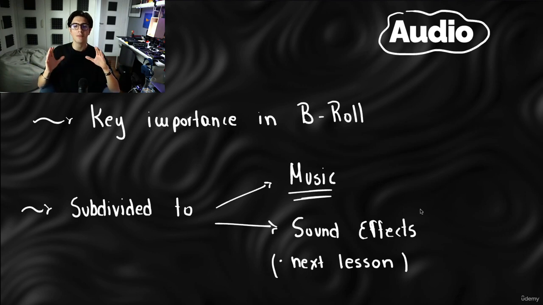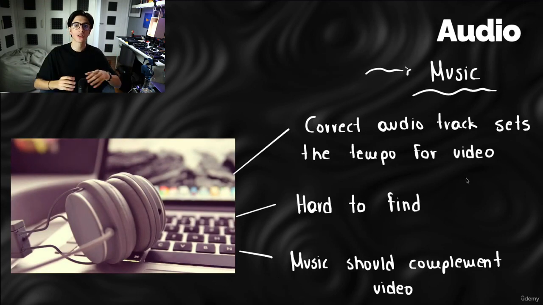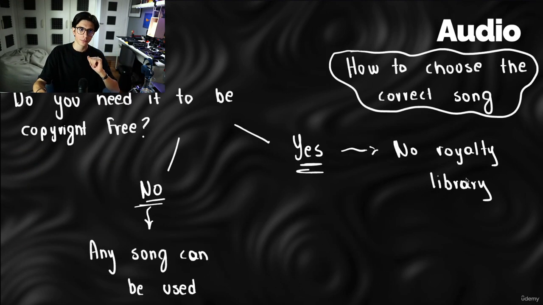Sound effects are a very big category of audio. This is why I dedicated the next lesson of this course to sound effects. So for this subcategory of editing B-roll, we're just going to talk about music. So let's go. First, when it comes to music, I want you to remember that the correct audio track sets the correct tempo for a video. Now, that being said, the correct audio track is very hard to find, and I want you to remember that when you're editing music, the music should complement your video. Your video shouldn't complement the music. Music should complement the visual aspects of the video.